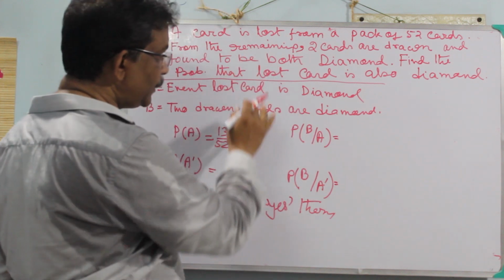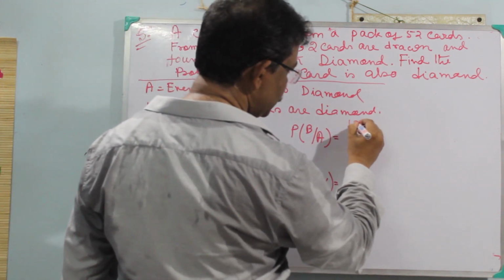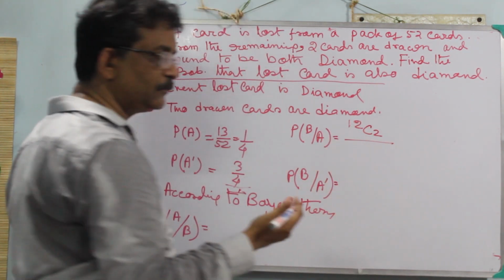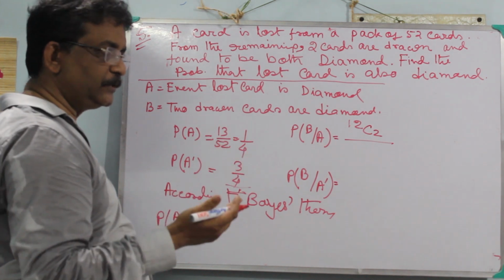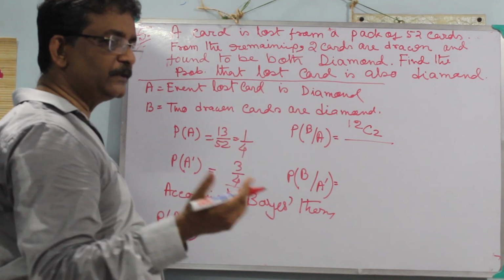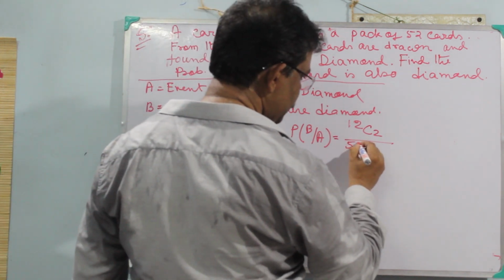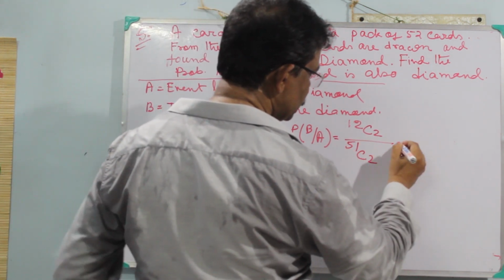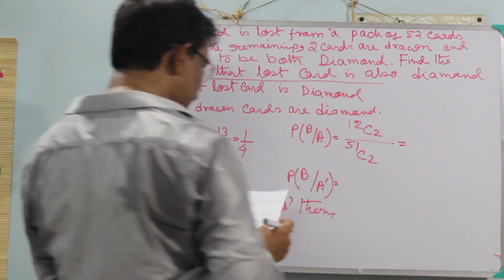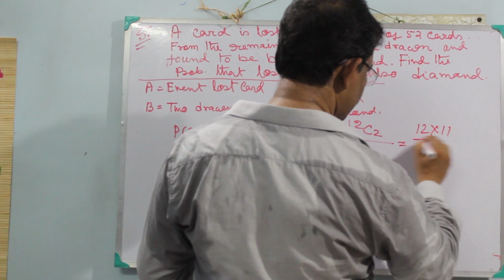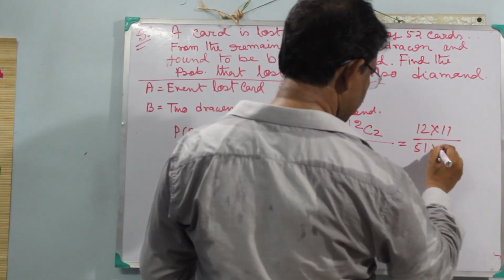So in how many ways can 2 diamond cards be selected out of 12? Because one diamond is lost, so 12 C2. And the remaining cards, if one card is lost, are 51. So in how many ways can 2 cards out of 51 be selected? 51 C2. You will be able to calculate 12 C2 equal to 12 into 11 by 51 into 50.